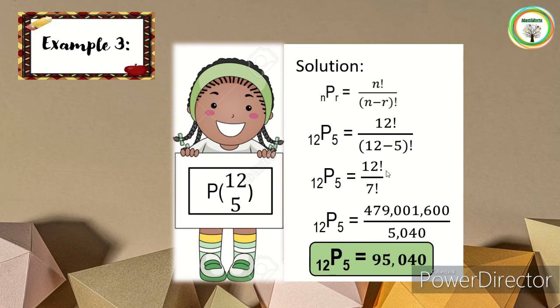So if you're going to find the factorial of bigger numbers, pwede na natin i-divide ng diretso yung ating factorial sa ating calculator. So example, in your calculator, pwede nyo nang i-type yung 12 factorial divided by 7 factorial. So sa halip na kunin natin yung value ng 12 factorial, which is 479,001,600, pwede nyo nang i-divide ng diretso na 12 factorial divided by 7 factorial dun sa inyong calculator.